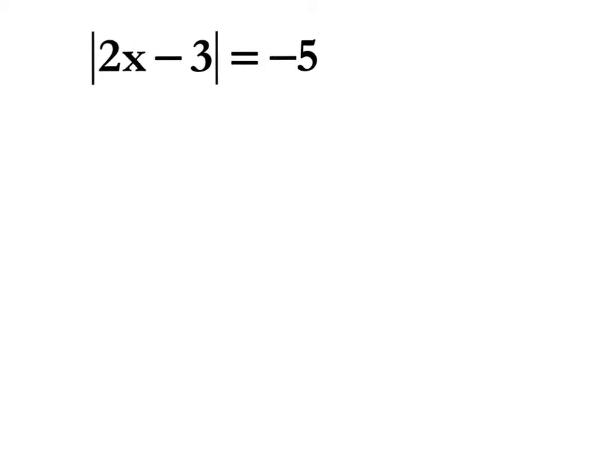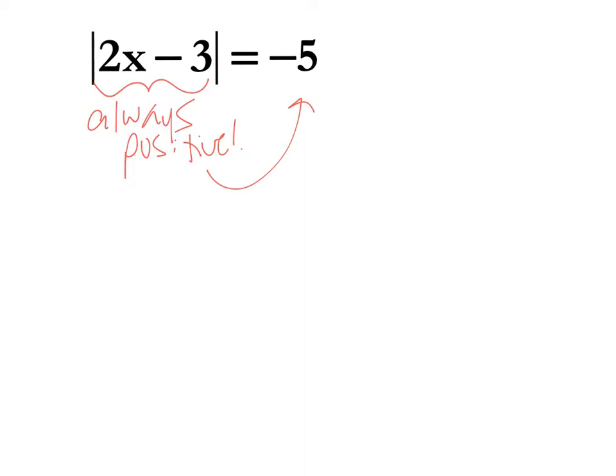Third one, stop and think. Absolute value is always a positive number, right? No matter what kind of number you plug into an absolute value, your answer is always supposed to be positive. So when can an absolute value ever equal a negative number? Never. Therefore, no solution, impossible, cannot work, no solution.